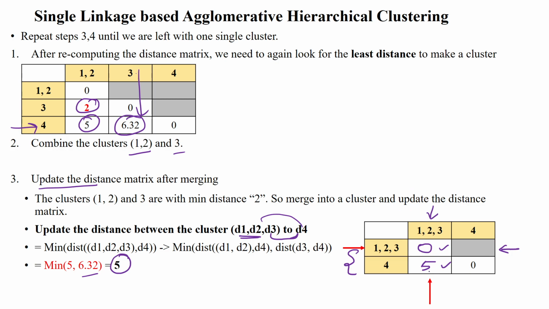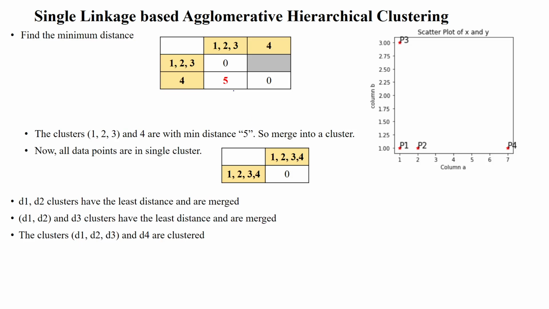So now from this again we have to select the minimum distance. Here 5 is the minimum distance. Now we will select 5. After that we will make all 4 points into a single cluster. So now there is no other data point available for clustering.